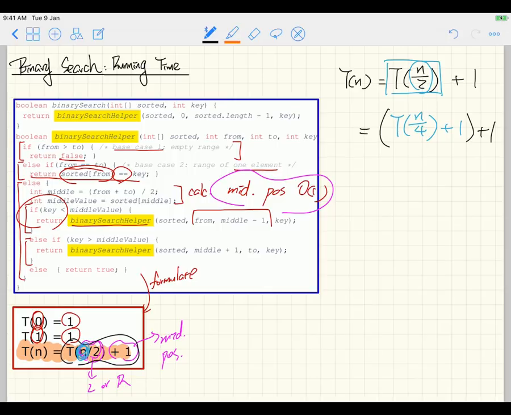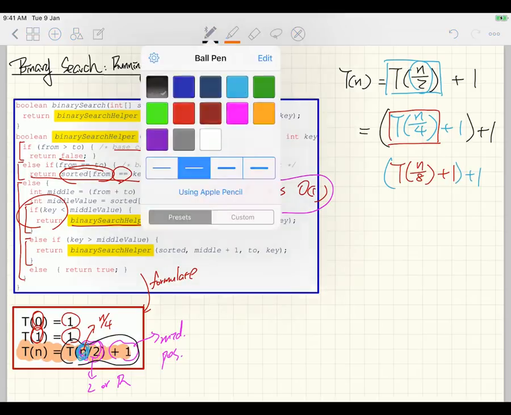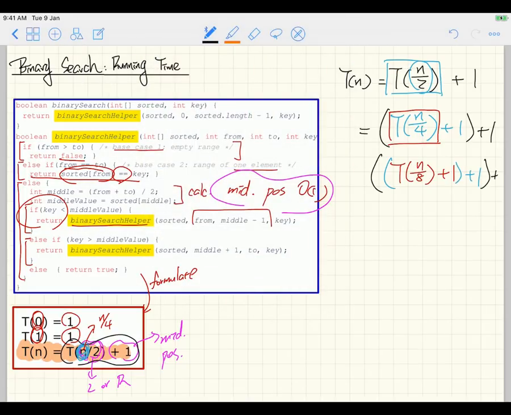Let's do one more. How do I plug in now n/4? So what I would do is try to unfold this one over here. So what would that be? Now n would be basically n/4. n/4 over 2 is n/8. Agree? So what I will get is T(n/8) over here plus 1. And then I will get the previous plus 1 back, and then over here plus 1. Are we good?